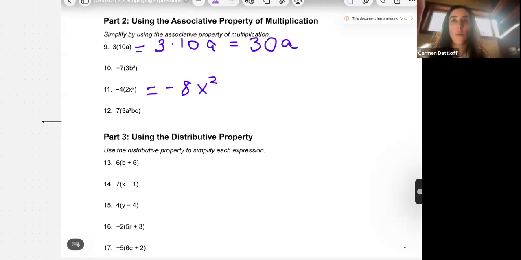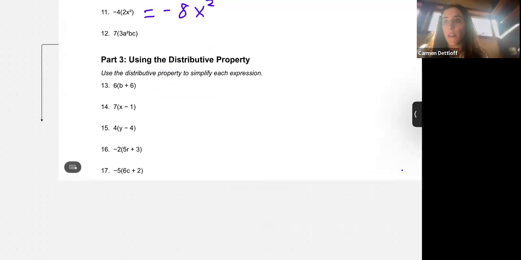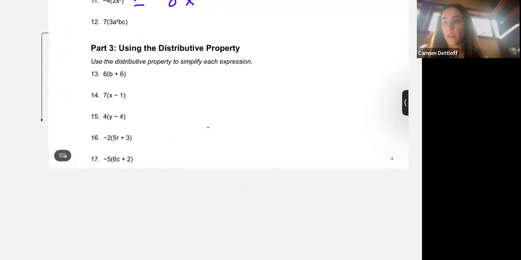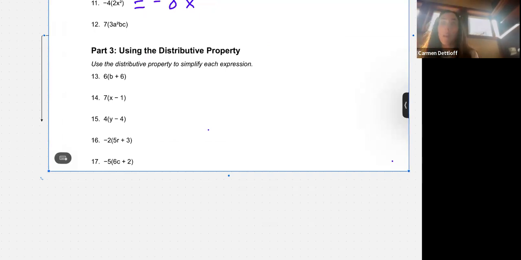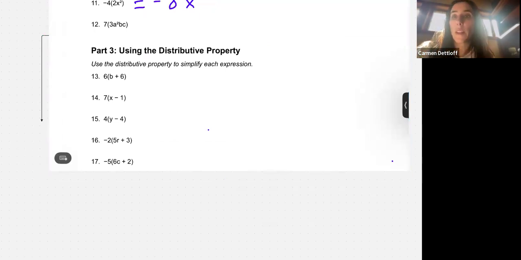Okay, now let's take a look at these ones at the bottom. I am going to use the distributive property. This is something we haven't talked about yet, but here I'm going to take that 6 and multiply it, because those parentheses mean multiply, but I'm going to distribute it to each term inside my parentheses. So 6 times b, 6 times 6.